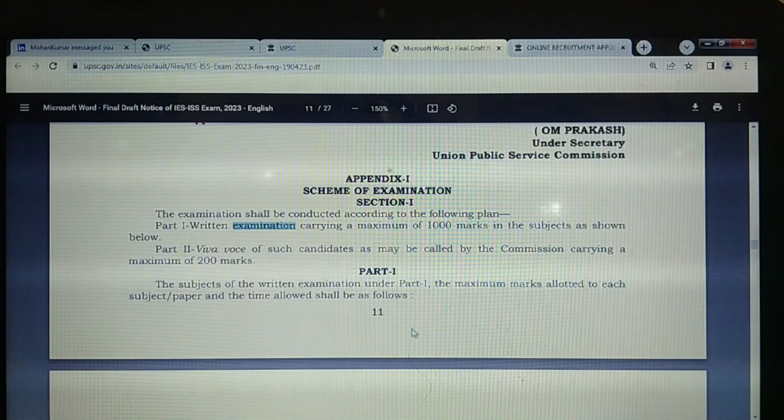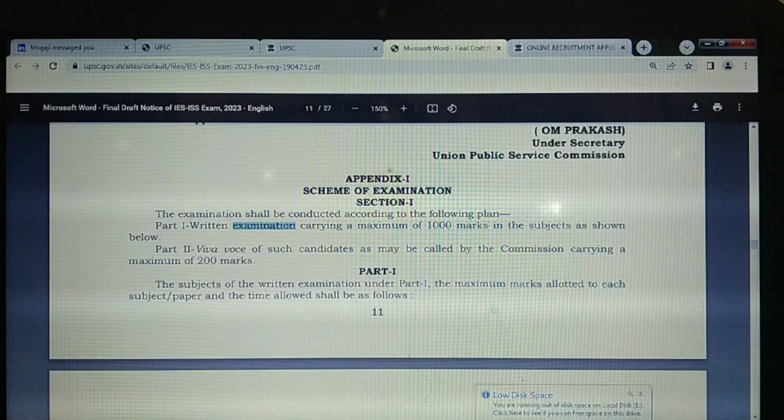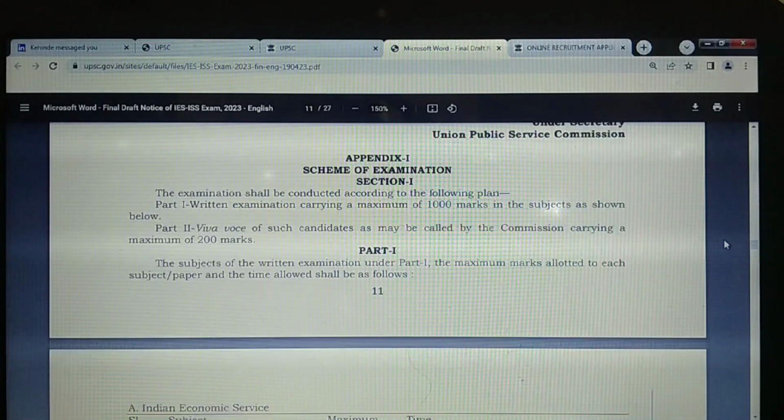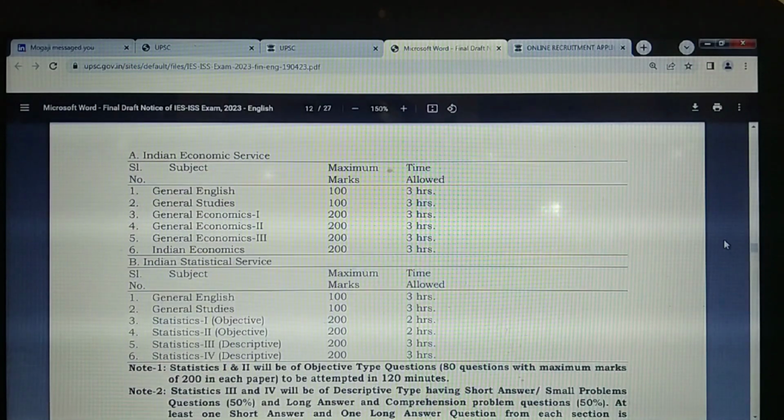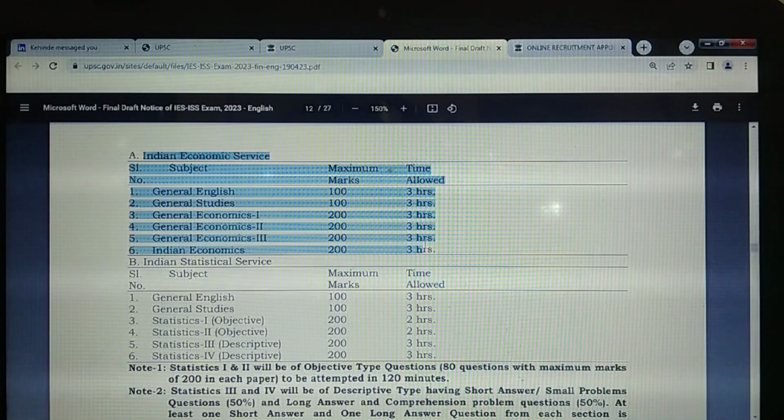The subjects of the written examination come under Part 1. The maximum marks allotted to each subject or paper and the time allowed shall be as follows. So for the Indian Economic Service, the examination papers are: general English 100 marks, general studies 100 marks, general economics first paper 200 marks, general economics second paper 200 marks, general economics third paper 200 marks, and Indian economics 200 marks, total 1000 marks.